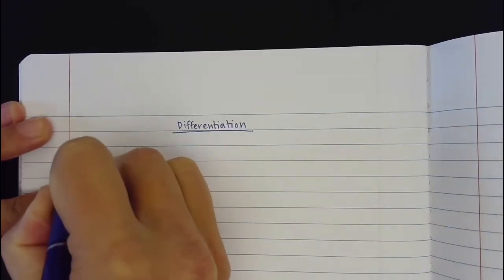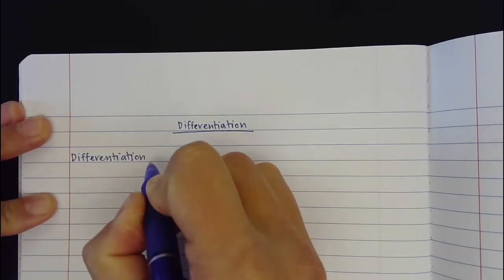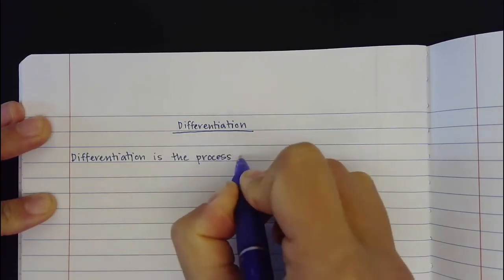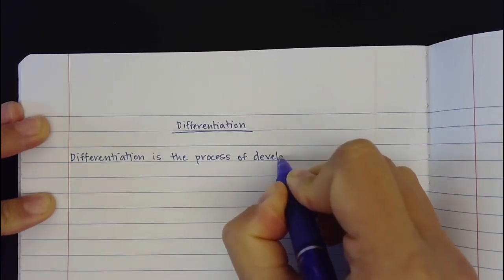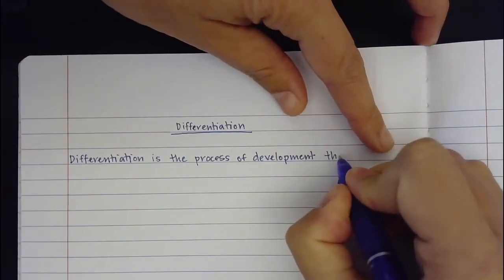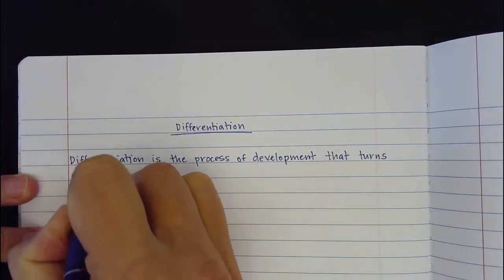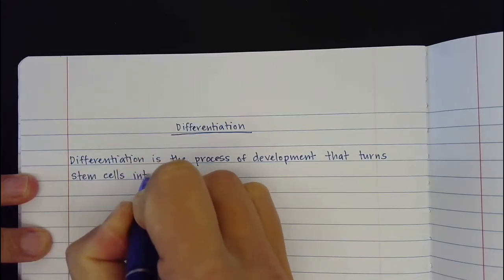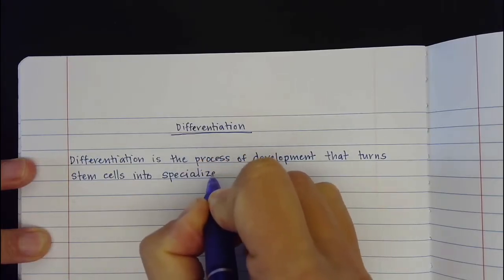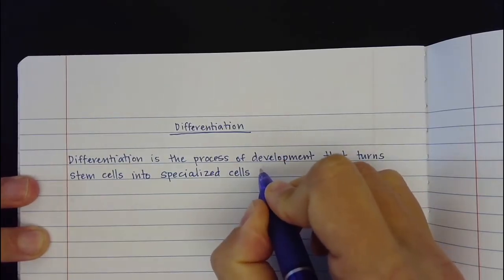And differentiation is the process of development that turns stem cells into specialized cells. And these specialized cells can perform specific functions.